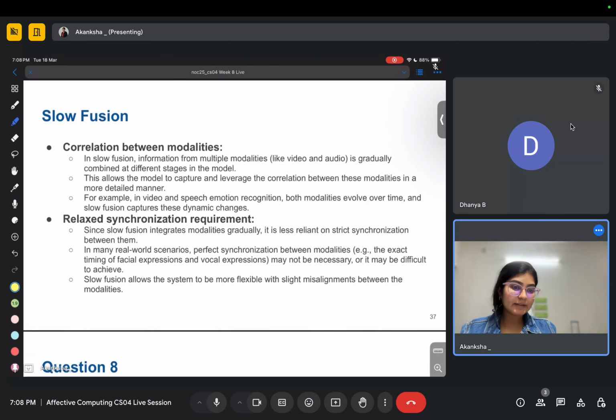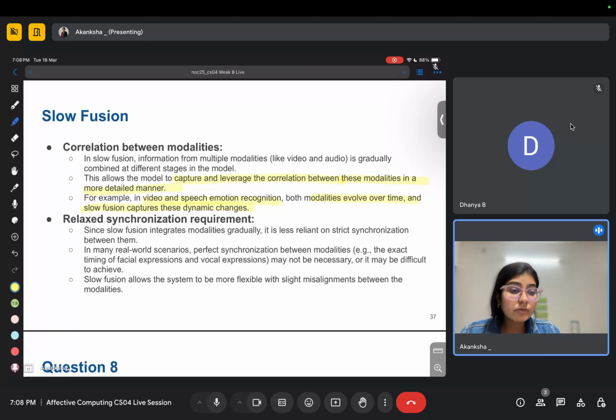Then it's great. Okay, so I was talking about how we are able to capture the correlation between modalities. In slow fusion, we combine from different sources at an early stage, but then also at different stages within the pipeline. Throughout the process it is happening, not on either extreme. So we are able to capture and leverage the correlation between these modalities in a more detailed manner. In video and speech, for example, both evolve over time, and slow fusion captures these dynamic changes.